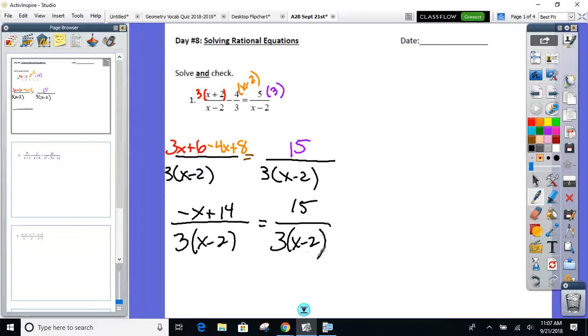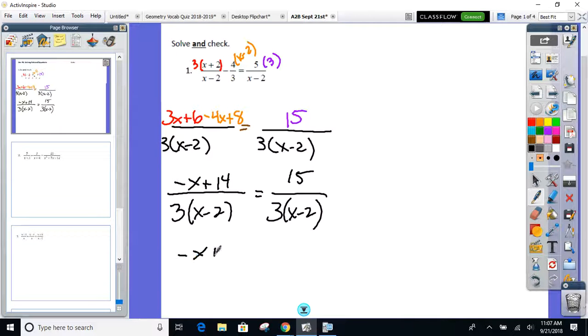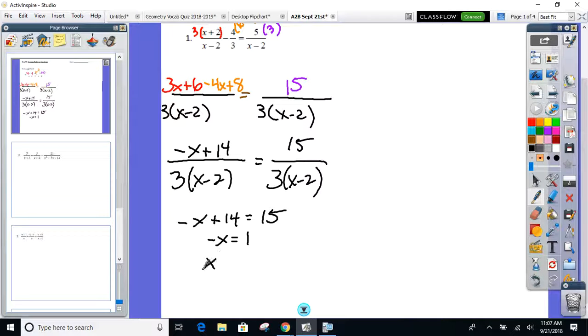Now, once everything is simplified and you have the same denominators on each side of the equal sign, you can drop them now. Because remember, we're solving for x, right? These are the same. They don't matter anymore. Drop them. And then set your numerators, negative x plus 14 equal to 15, and solve. Move the 14 over. What do we end up with? Negative x equals 1. And how do I get that negative out of there? Divide by negative 1. So x equals negative 1.